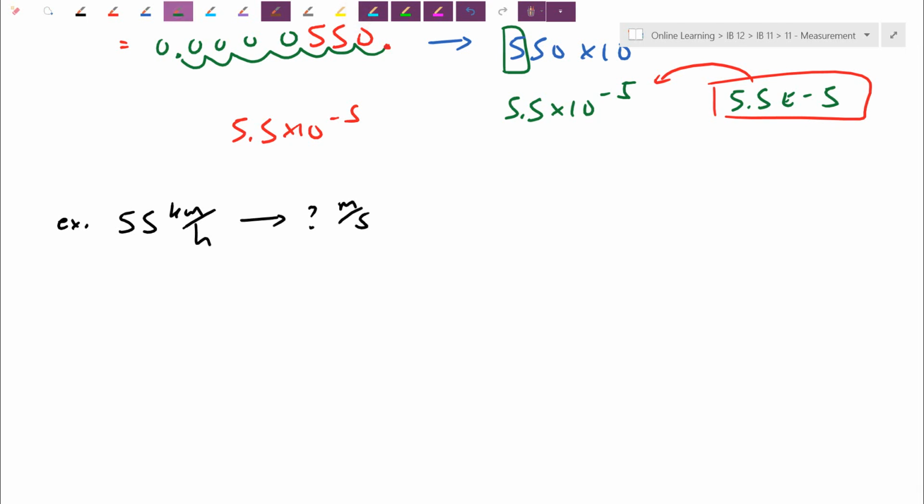So while my car odometer here reads kilometers per hour, it's convenient. This is slightly faster than the speed limit here. I need to convert it back into the SI units before I can actually do any science and do any math with it. So let's try it out. We know our final unit is supposed to be question mark meter per second.